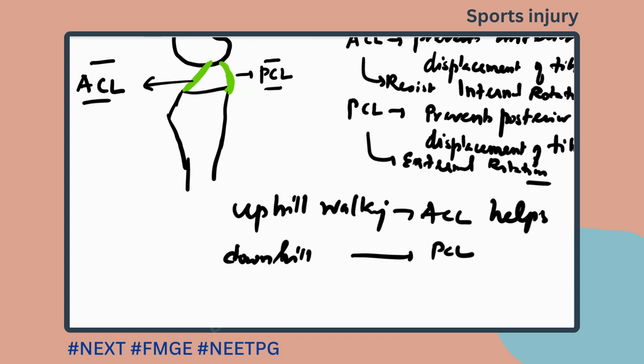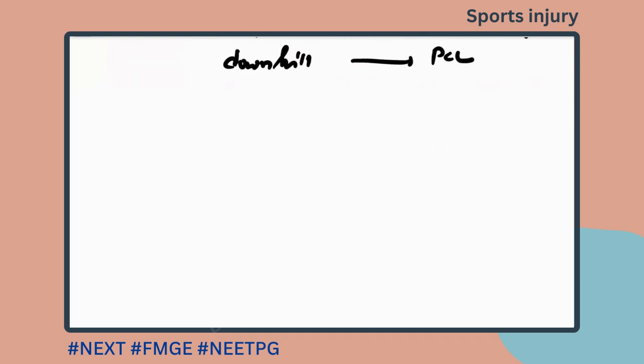Okay. Now what happens when these ligaments get ruptured? These ligament injuries are more common in football players and hockey players. Usually in those who do more running and jogging, these ligament injuries are more common. So we'll see one by one. First, we'll start with the meniscal injury.